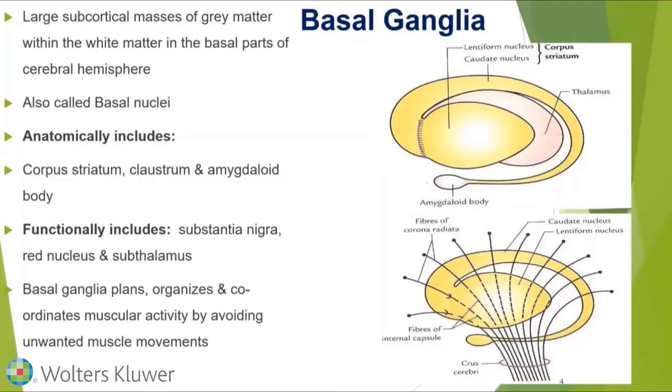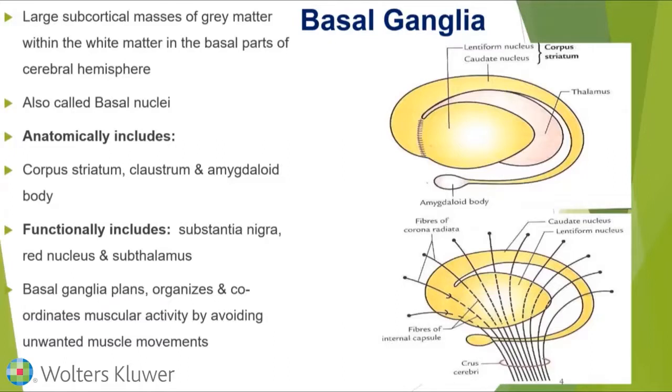Basal ganglia, otherwise known as basal nuclei. These are large subcortical masses of grey matter within the white matter in the basal parts of cerebral hemispheres. Ganglion, as we know, is a collection of cell bodies of neurons. Hence, these subcortical masses of grey matter found in the basal parts of cerebral hemispheres are called basal ganglia or basal nuclei. Basal ganglia consists of anatomical parts and functional parts.